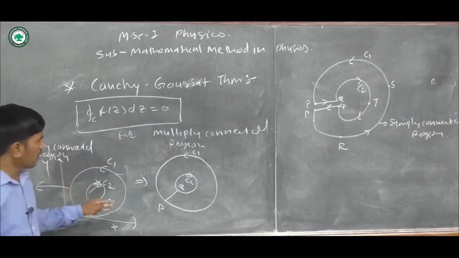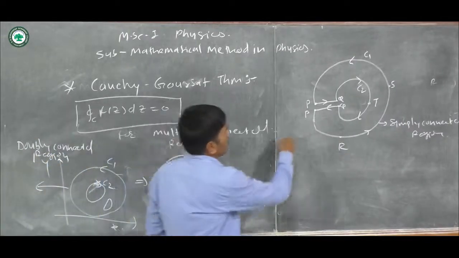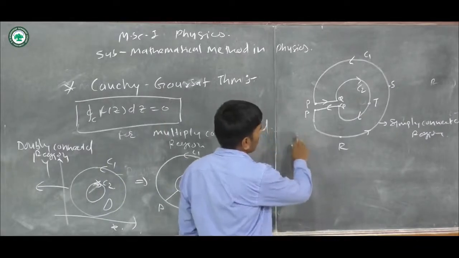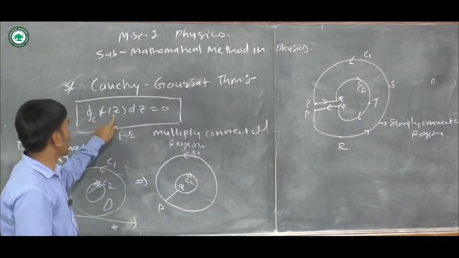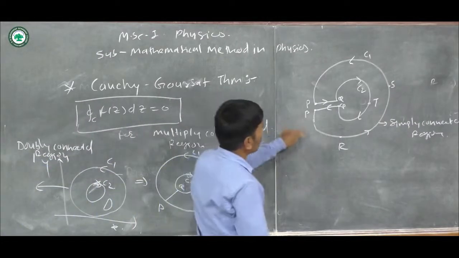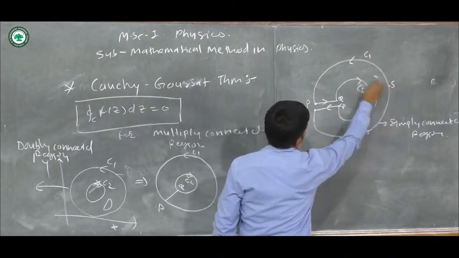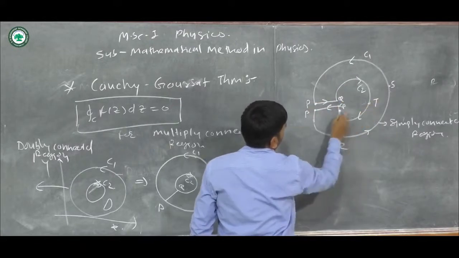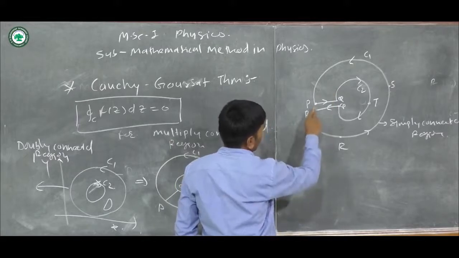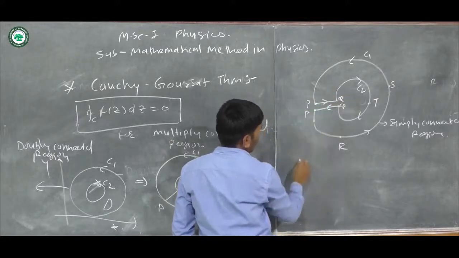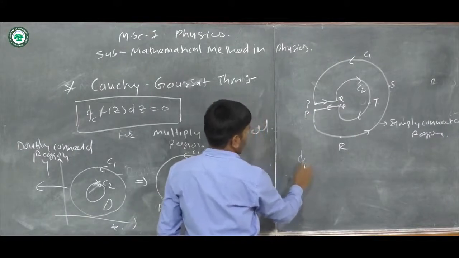So with two cuts you can get simply connected regions. Now these conditions, closed integral C of f of z dz, we apply to this. Starting from point P, R, S, P, Q, T, P. So this is one integral, where we start from one point and again reach the same point like this.